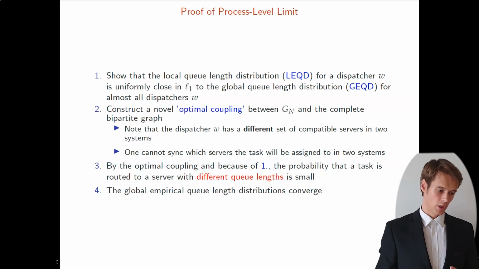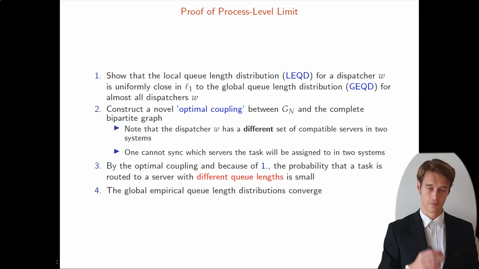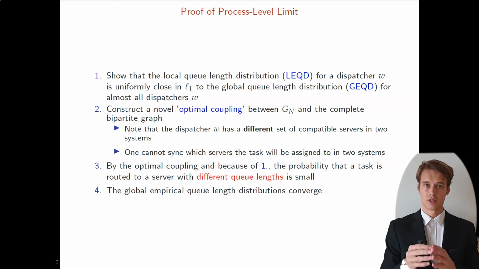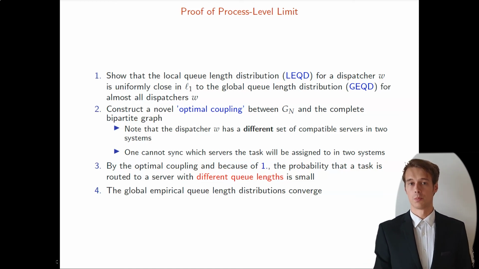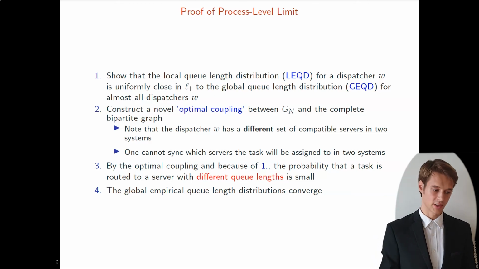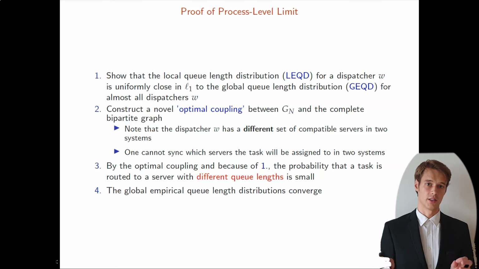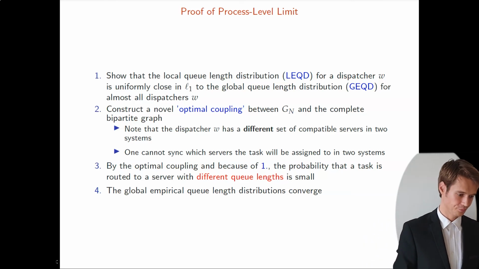Third, because we showed one, and we look under this optimal coupling, we know that the probability that a task is routed to different queue lengths will become very small. And it will become so small that the performance of these systems is equal. And that's exactly what we wanted to show.